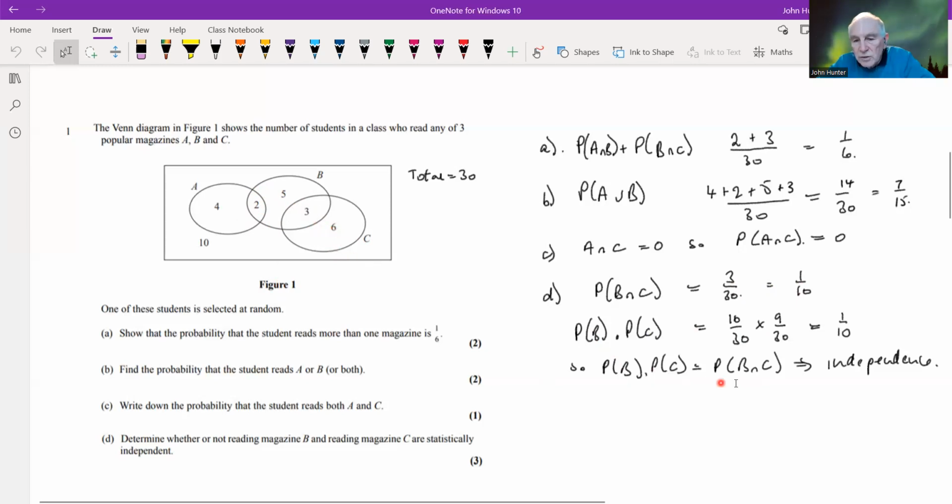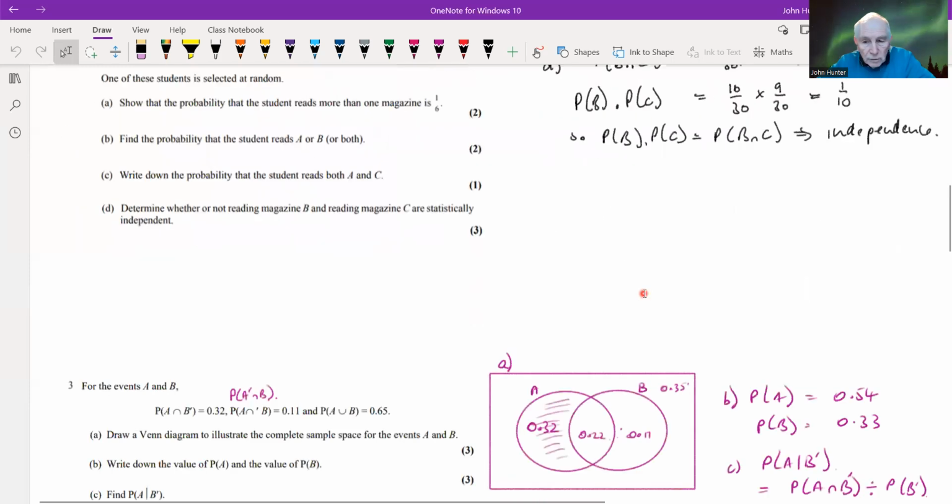That's 9/30ths. So the probability of B times the probability of C is 10/30ths times 9/30ths, which equals 1/10. And that equals this value that we just worked out. So therefore, we can say that the probability of B times the probability of C equals the probability of B intersection C, and therefore the events are independent. So that is a fairly typical sort of probability problem.